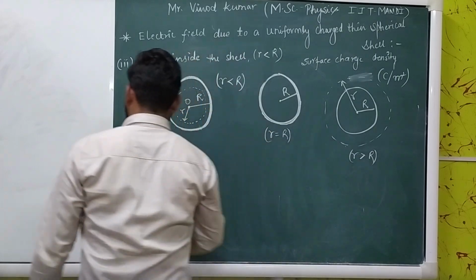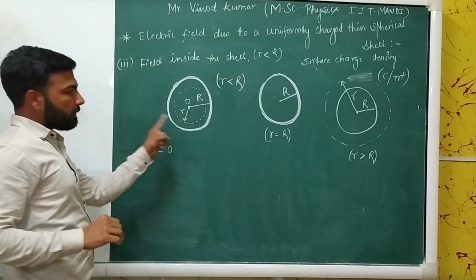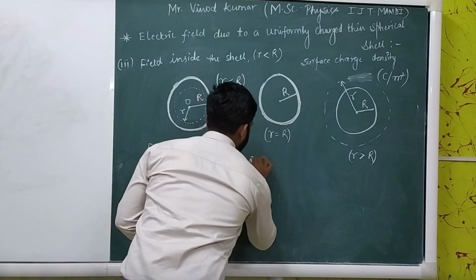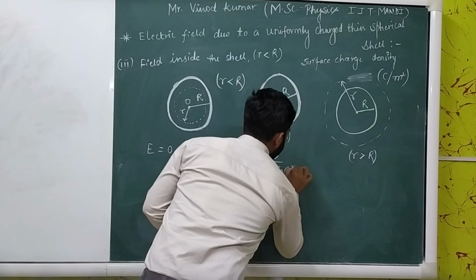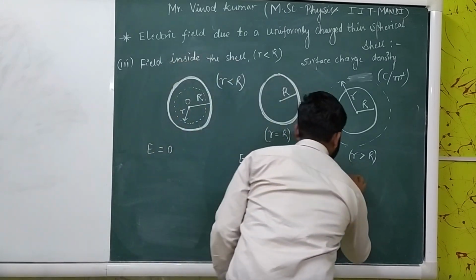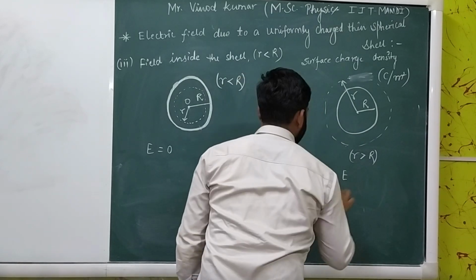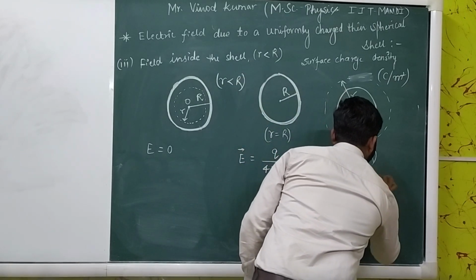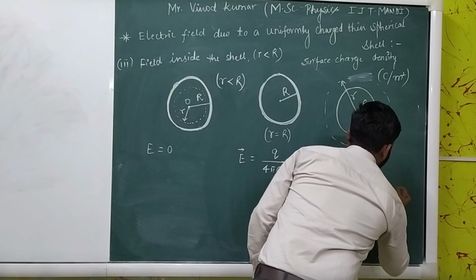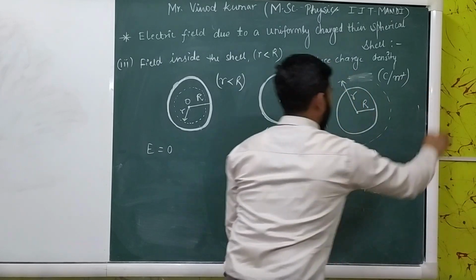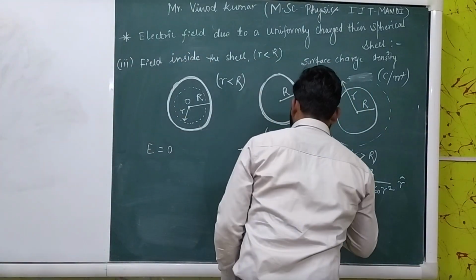Now the electric field we want to write: E equals 0 for the first case, E equals q upon 4 pi epsilon naught r square for the second and third cases. And if you want to write it in vector form, it will be E vector equals Q upon 4 pi epsilon naught R square into R cap. This will be the electric field.